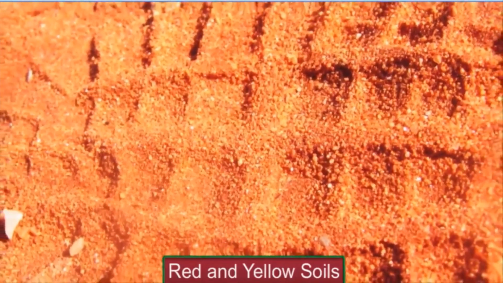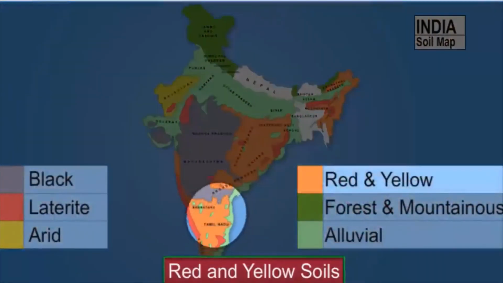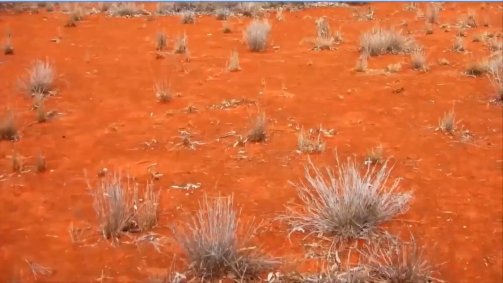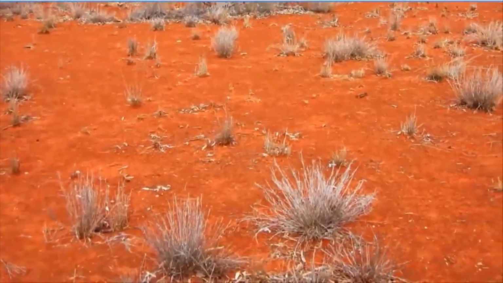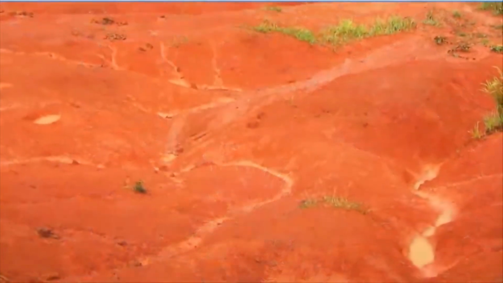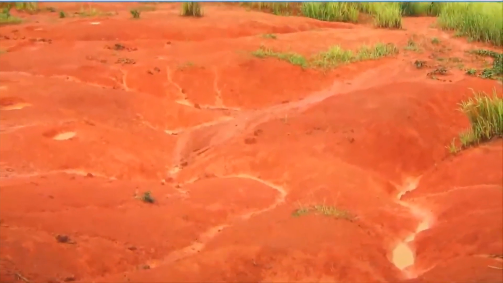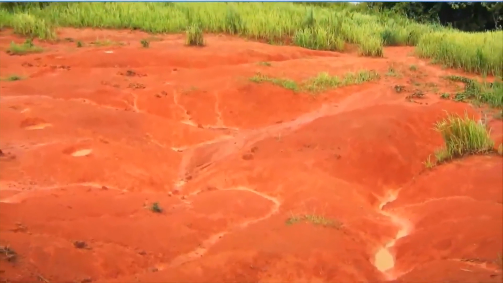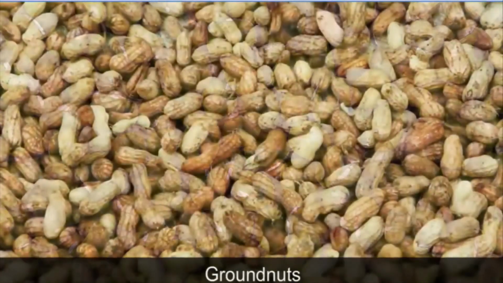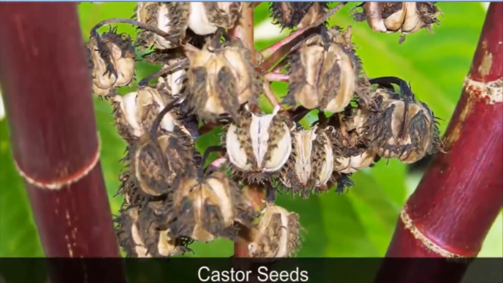Red and yellow soils are found in southern and eastern parts of Deccan Plateau, southern Gangetic Plains, along the Western Ghats, and some parts of Orissa and Chhattisgarh. The red color is due to the presence of iron in the rocks from which the soil was formed and appears yellow when wet. The high iron content makes this type of soil good for cultivating various types of grams, groundnuts, and castor seeds.